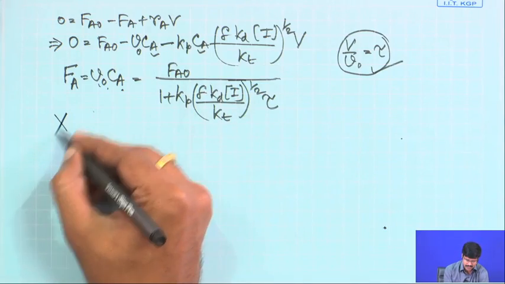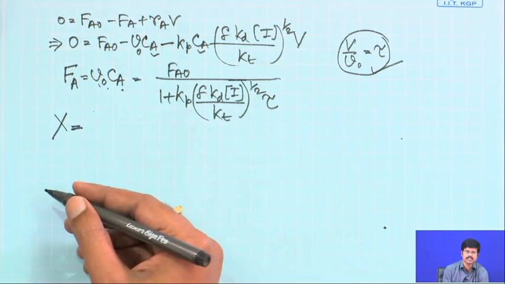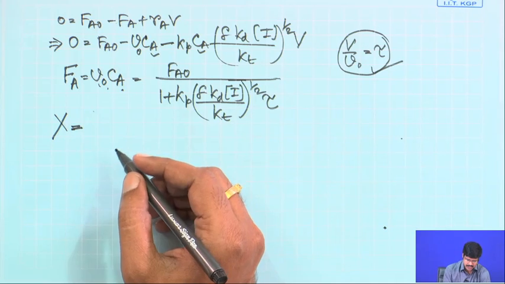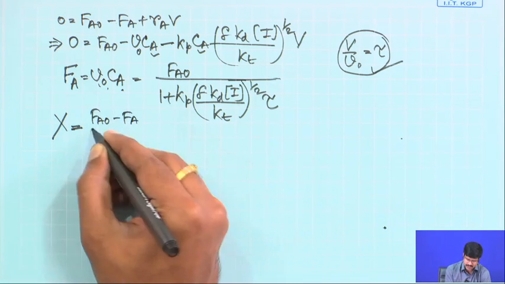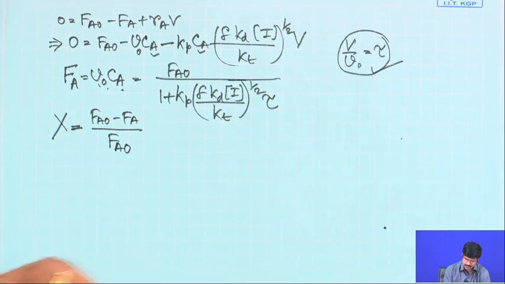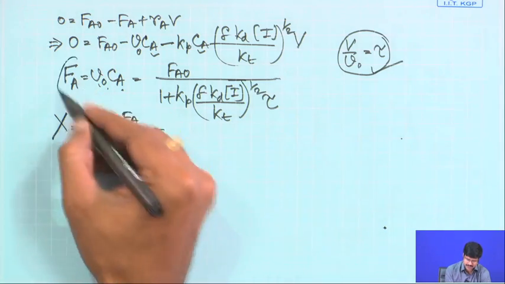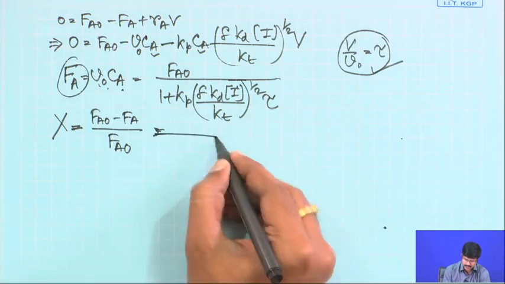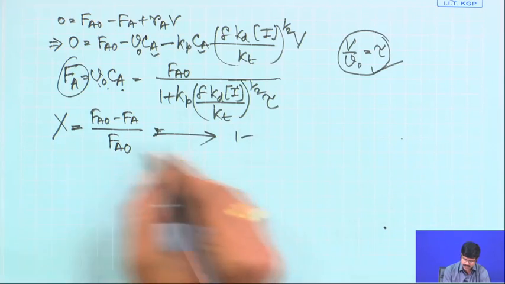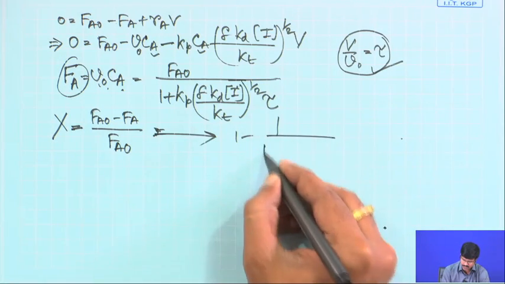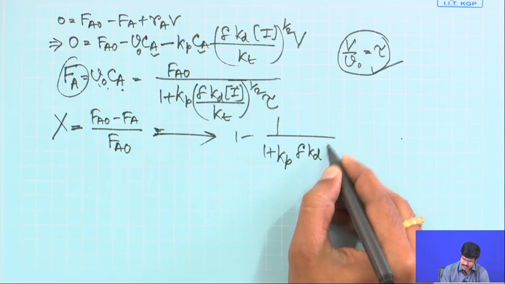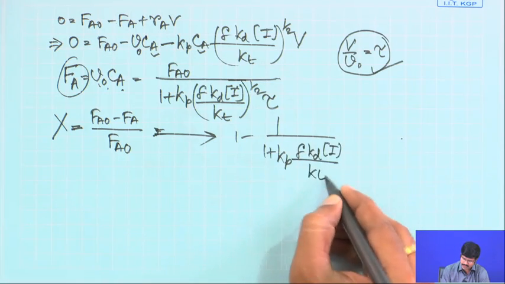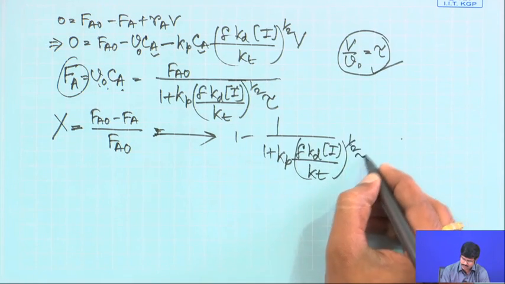Now, remember that your conversion in terms of the molar flow rate in and molar flow rate out is equal to Fa0 minus Fa divided by Fa0. If you replace the expression of Fa from here, then finally what you will get is x equals 1 minus 1 divided by 1 plus Kp into f Kd I divided by Kt to the power half into tau.